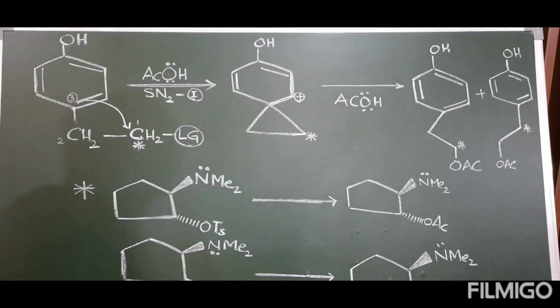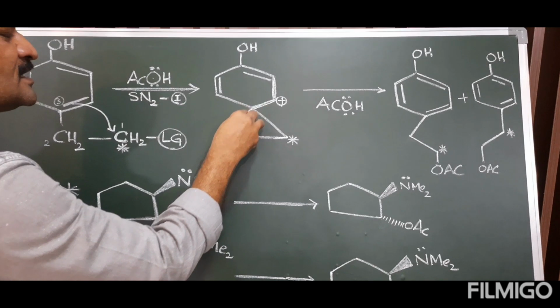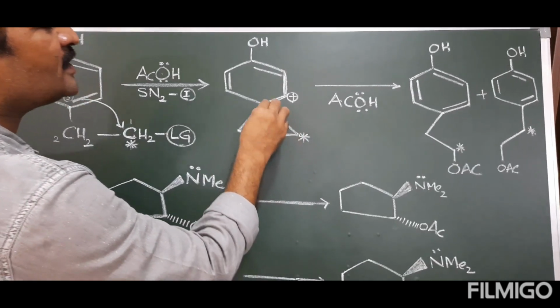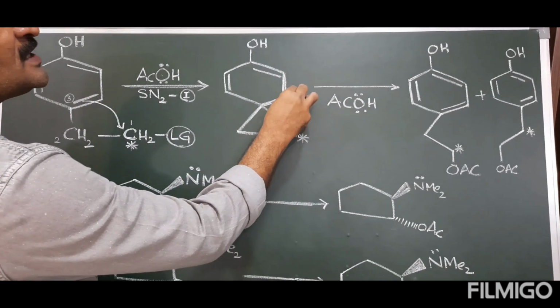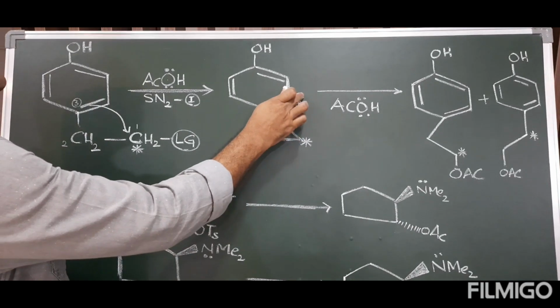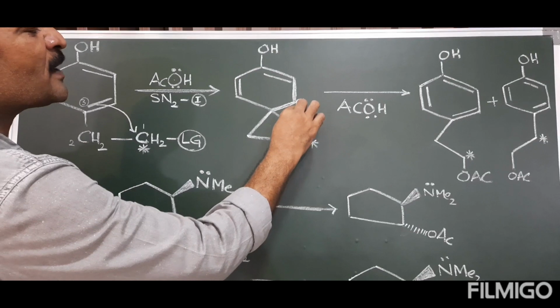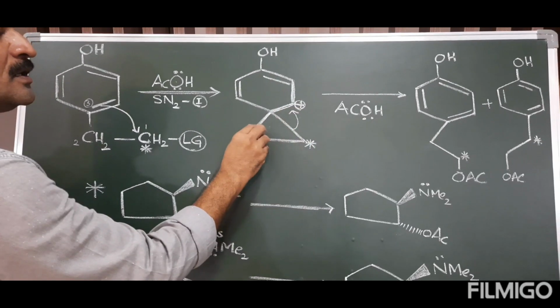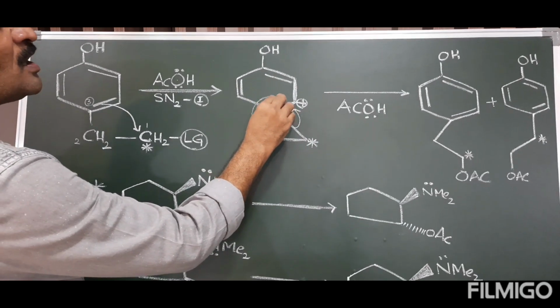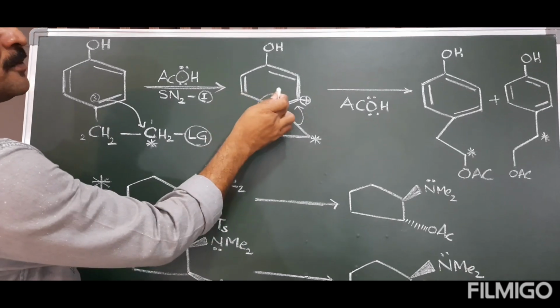Come to the next step. This ring is more strained, and it is a charged species. So in order to satisfy its valency, this bond may shift as a pi bonded density, or this sigma bonded density may convert into a pi bond.